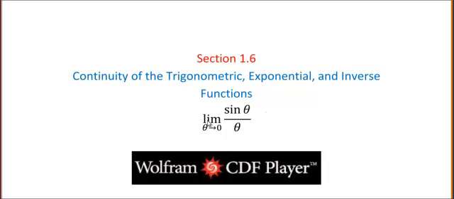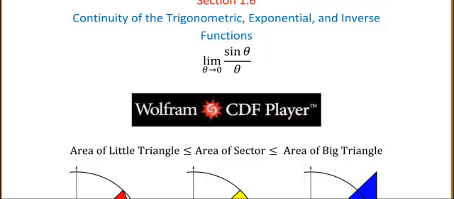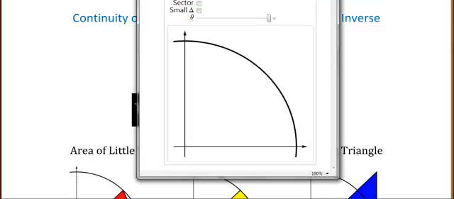Now we're at the place where we can talk about the limit that we're concerned about. This is the limit as theta approaches 0 of sine of theta divided by theta. The argument for the value of this limit is geometric, and let's take a look at how this would go.